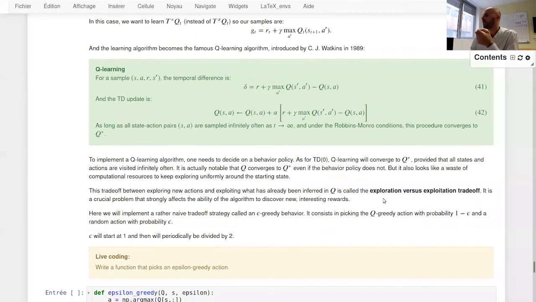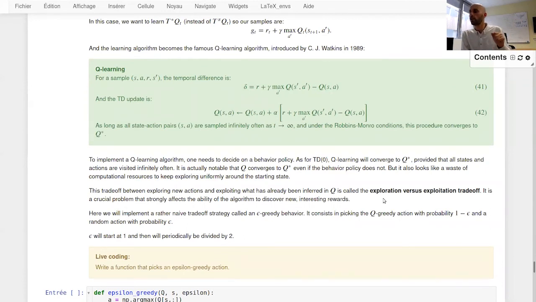An interesting thing here is what is hidden in this sketch of algorithm. To implement a Q-learning algorithm, one actually needs to decide on a behavior policy. This behavior policy should ensure that all state action pairs are sampled infinitely often as t goes to infinity. But also, it's interesting to see that as for TD0, Q-learning will converge to Q star whatever the sampling is, as long as we respect that condition.